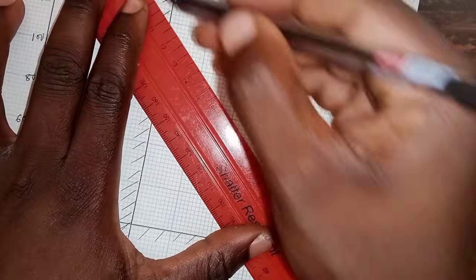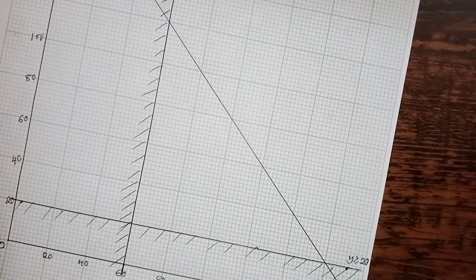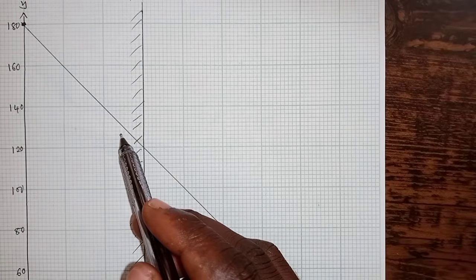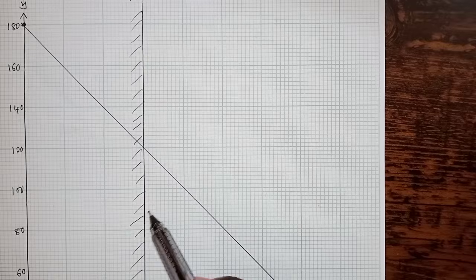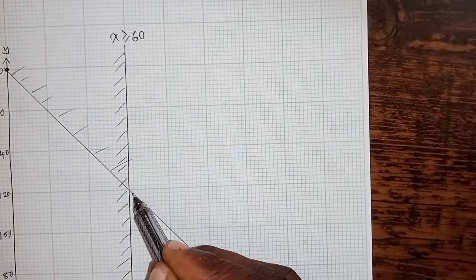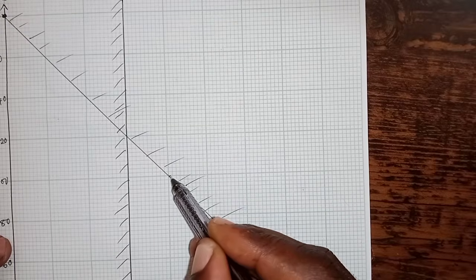This is our line. It will be like that, okay? This is our line, so they said y is less. So less is down here, so we shade the top part, which is the unwanted. So this is the side we are shading.